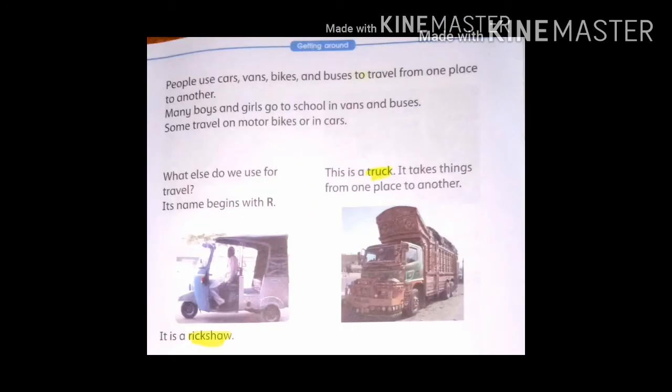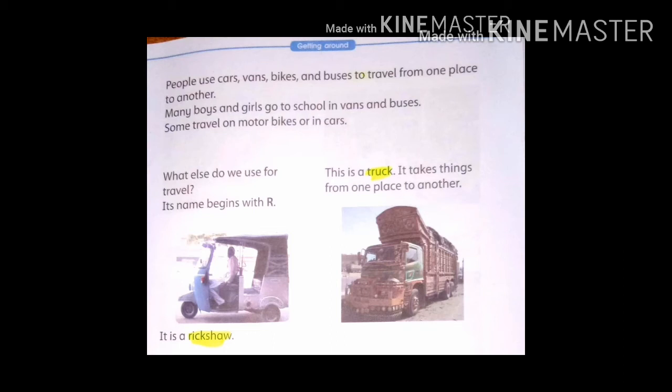Next paragraph is people use cars, vans, bikes and buses to travel from one place to another. Many boys and girls go to school in vans and buses. Some travel on motorbikes or in cars. As I told you earlier that people use cars, vans, bikes and buses to travel from one place to another place.